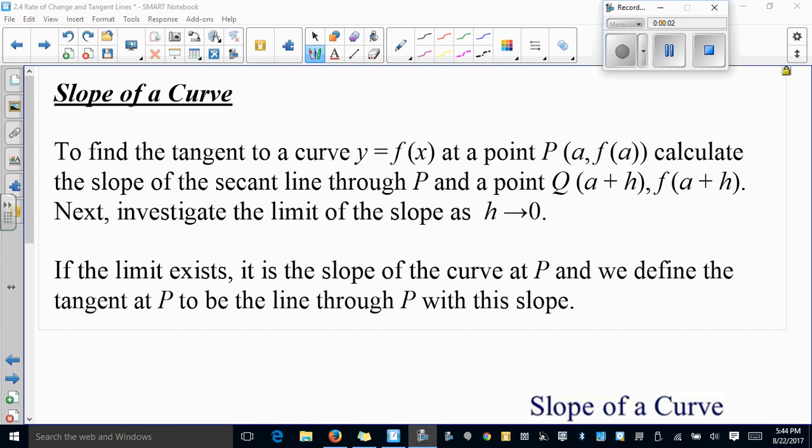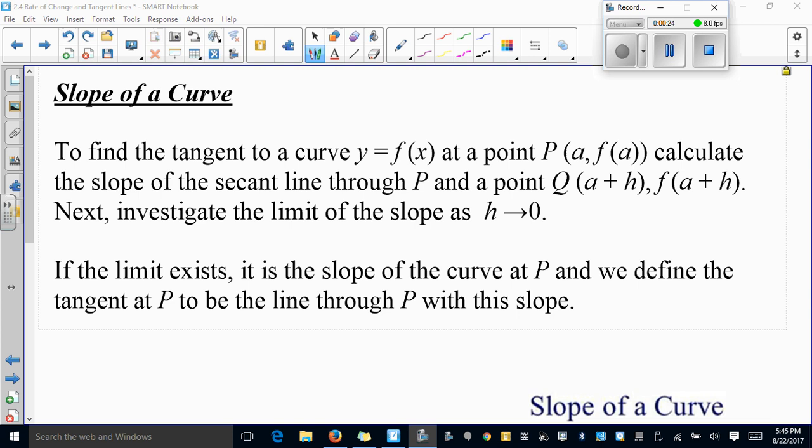To find the tangent to a curve y equals f of x at a point P, (a, f of a), calculate the slope of the secant line through point P and a point Q, which is (a plus h, f of a plus h). Anyways, very close to each other. Next, investigate the limit of the slope as h approaches 0.